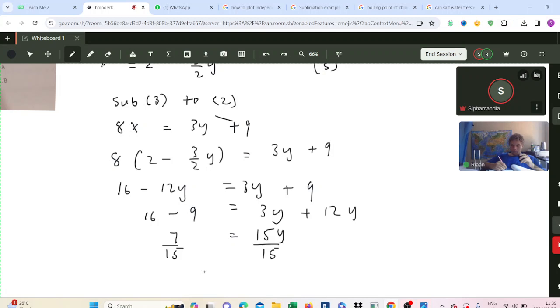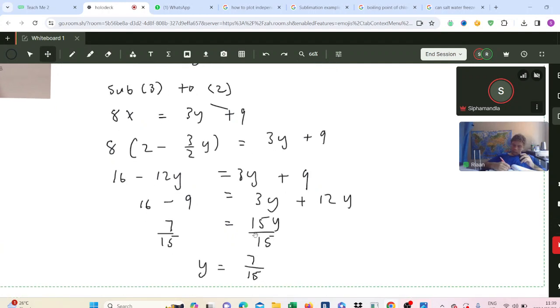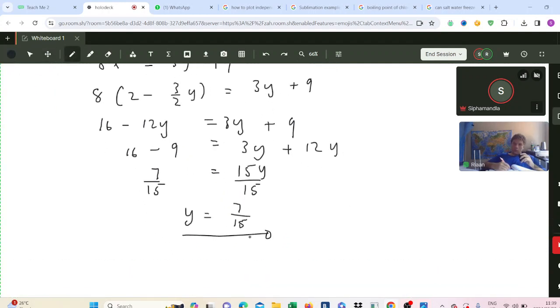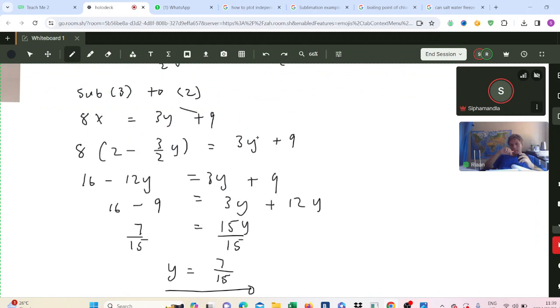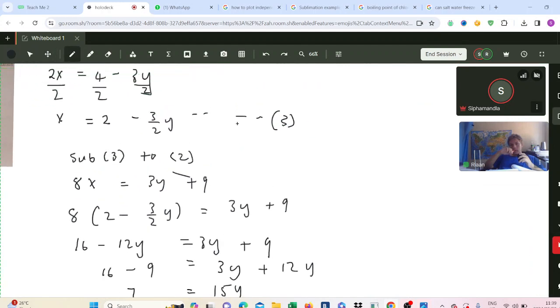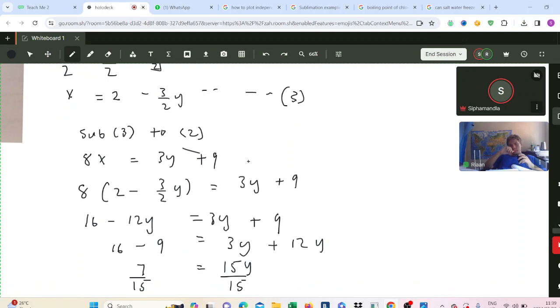So y is equal to 7 over 15. Now we have to solve for x. We got the value of y, so what do you do to solve for x? It's just simple. Here you have just done 80% of the work. To do the rest of the 20%, you go to the equation where we made x the subject of the formula, which is equation 3 in this case, and use it to find the value of x.